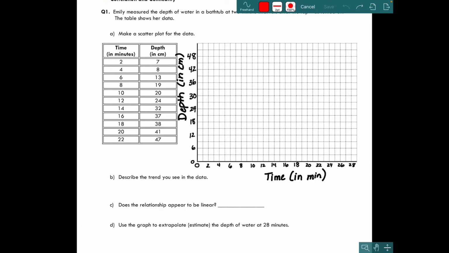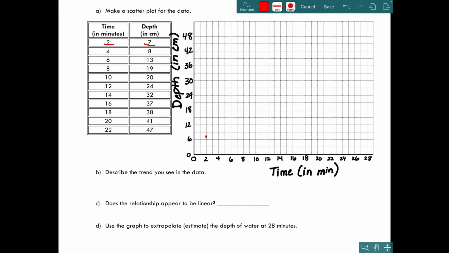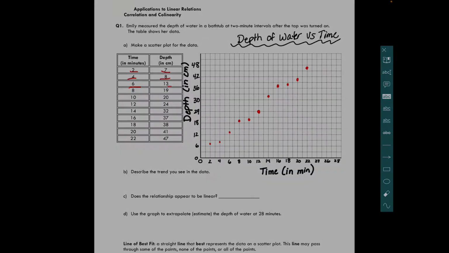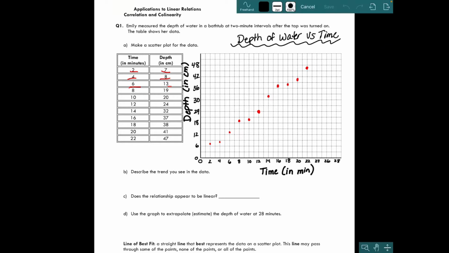So now that we have our scale written out, we want to start to plot some of the points. So at 2 minutes, the depth is 7 centimeters. At 4 minutes, 8 centimeters. At 6 minutes, 13 centimeters, and so on. So here you can see we've plotted all the points in our graph, and we also have the title, Depth of Water versus Time.